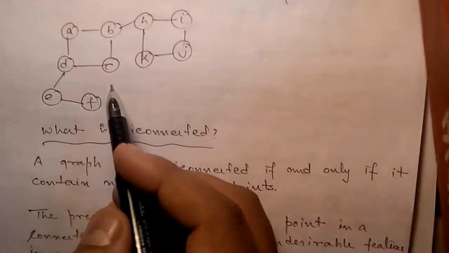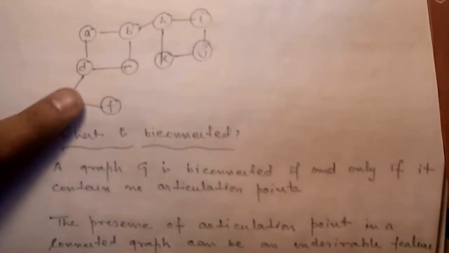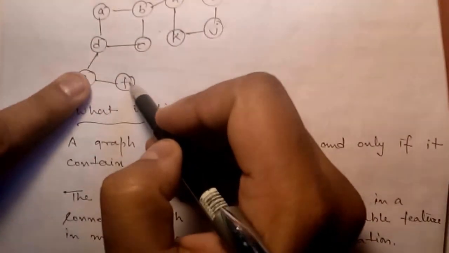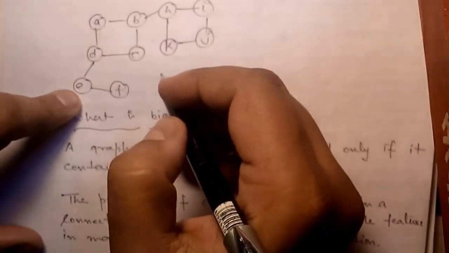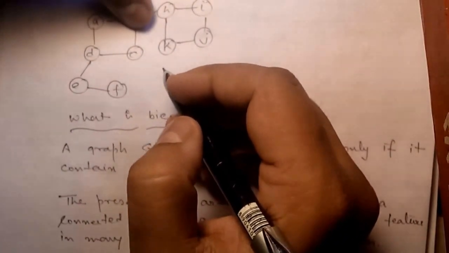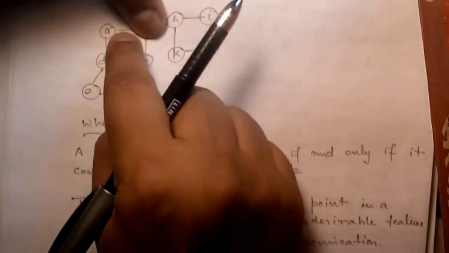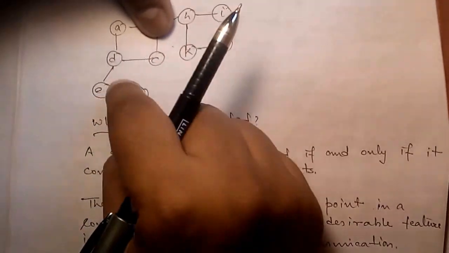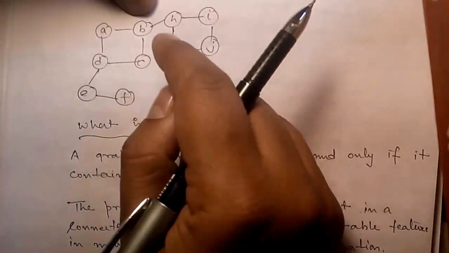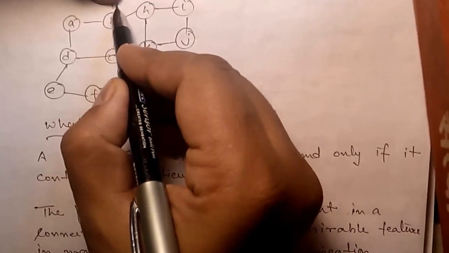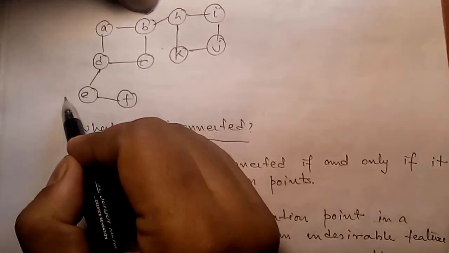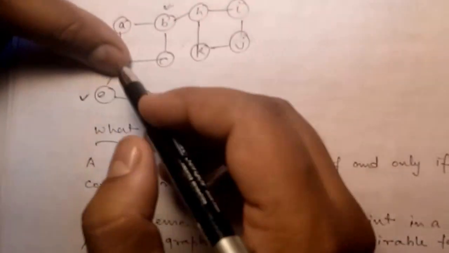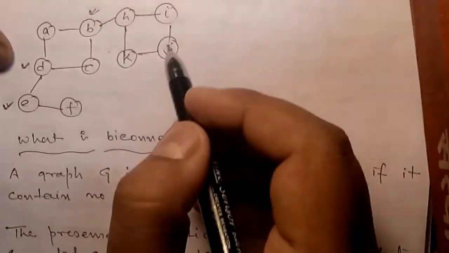Now, if you delete E, it will create two graphs. That means E is an articulation point. If you delete B, it will also create two graphs, so B is an articulation point. Now, if you delete D, it will create two graphs, so D is an articulation point.